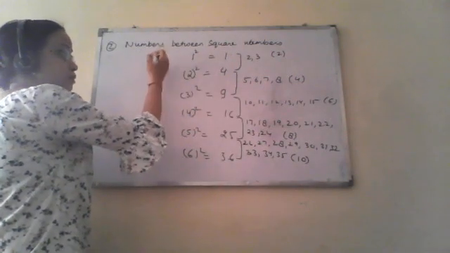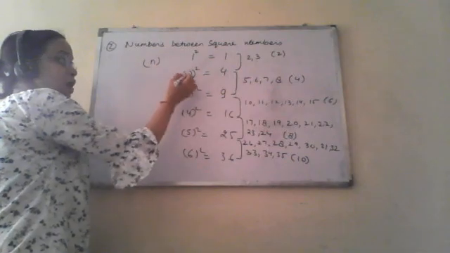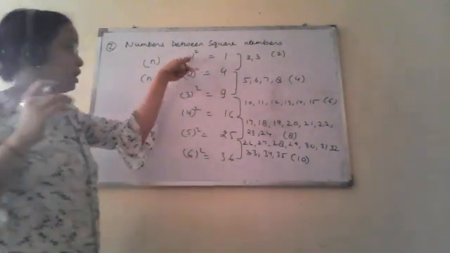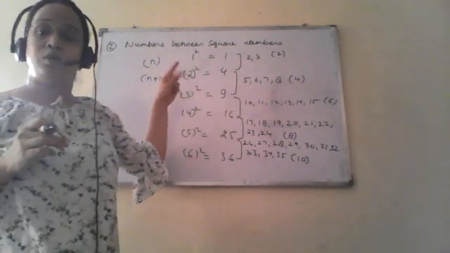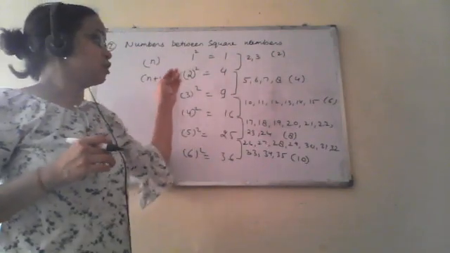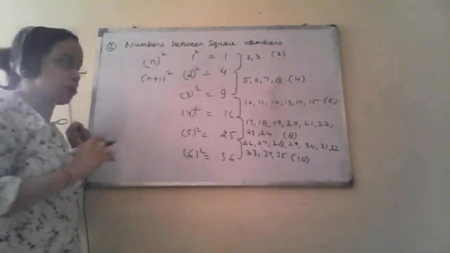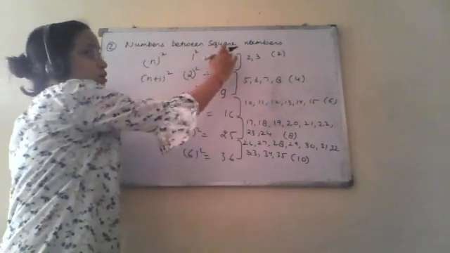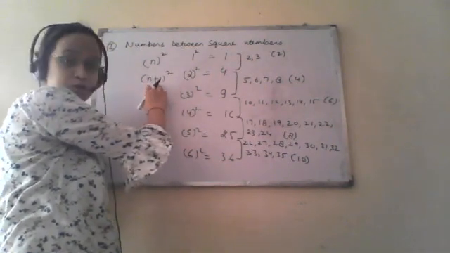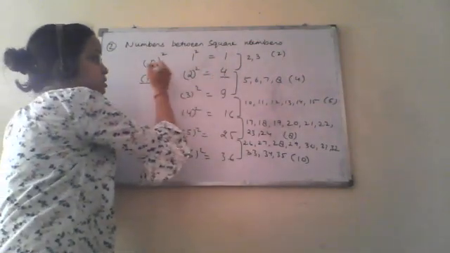So we can write it in generalized form. This is n, and this is n plus 1. That means if the value of n is 1, n plus 1 will be 2. These are consecutive numbers. Now consider n squared and (n plus 1) whole squared. The value of n squared is 1 squared, which is 1. n plus 1 is 1 plus 1, that is 2, and the square of 2 will be 4. These numbers are representing this.